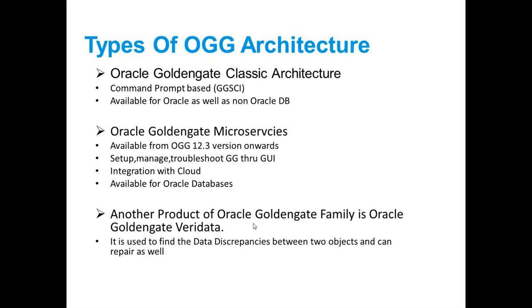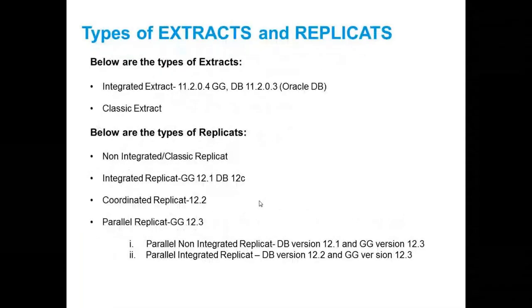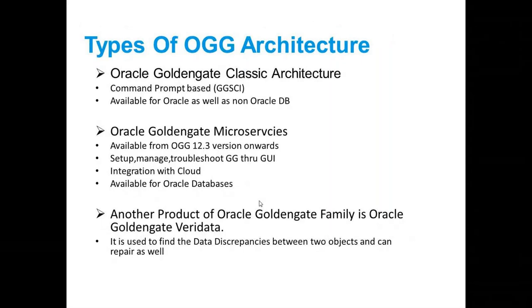So Oracle GoldenGate Veridata is a tool which is used to validate the data for you, and it can do the data discrepancy check. Nowadays Veridata is used a lot in cloud migration. Organizations buy Veridata licenses just for the data validation check when they migrate their databases from on-prem to cloud. Veridata can identify which objects are in sync, and if they are not in sync, it can repair those discrepancies as well. So these are the three things present in Oracle GoldenGate: classic architecture, microservices, and Veridata. As I already mentioned, you first learn classic architecture, and then you can move to the other two.